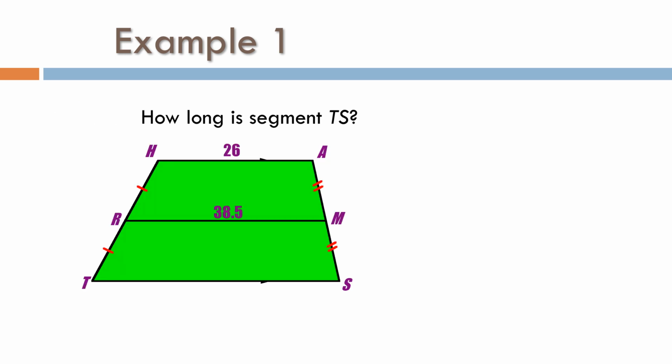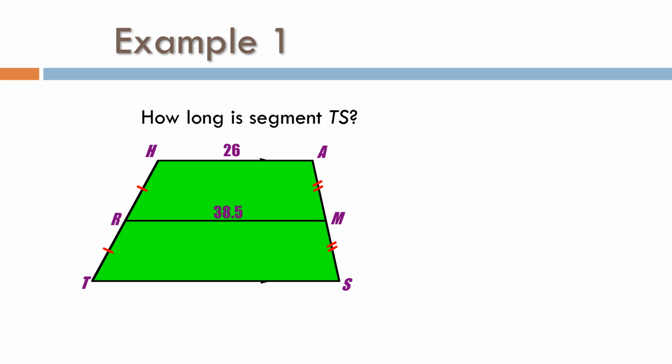Now, in an effort to save time, I'm going to go through this quickly. If I knew how long TS was, turtle salamander, I would add TS plus 26 and divide by 2, and I would get 38.5. I don't know how big TS is, so I would assign some variable to it, X. And then I could set up an equation. X plus 26 divided by 2 must equal 38.5.